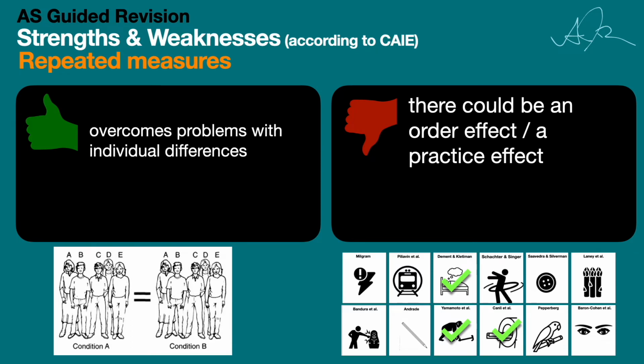So we've talked about this before, but please remember that one way you could check to see if there are order effects is you could use something called counterbalancing, where sometimes people do condition A first and sometimes people do condition B first, and you kind of compare to see if there was practice.